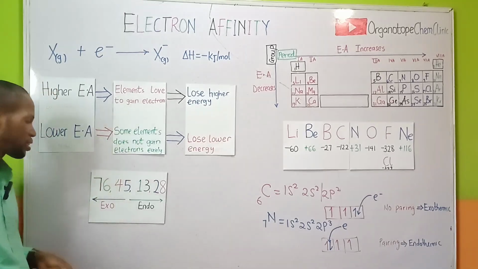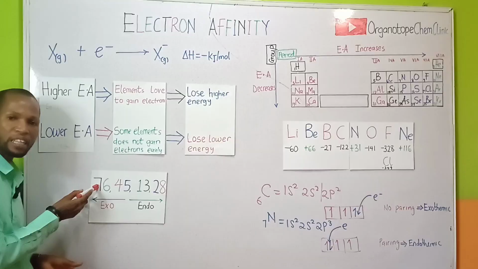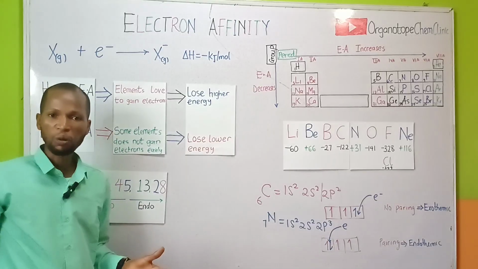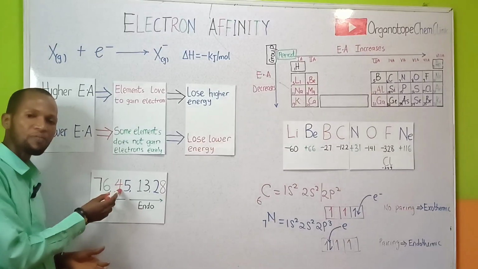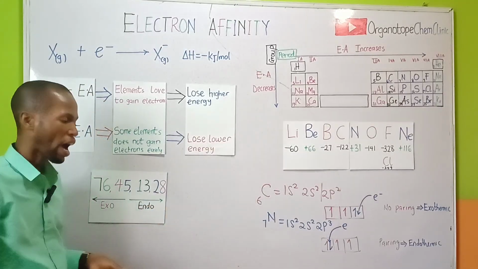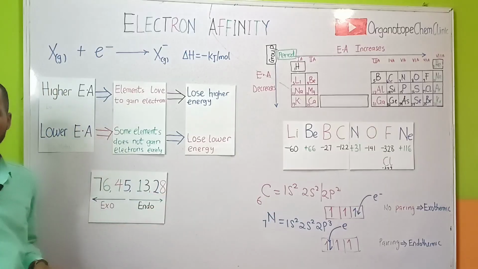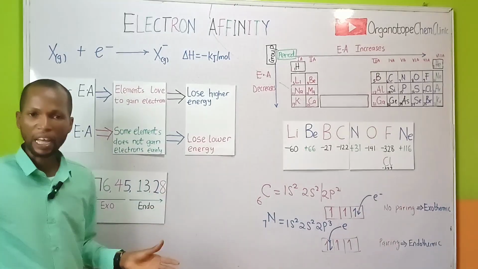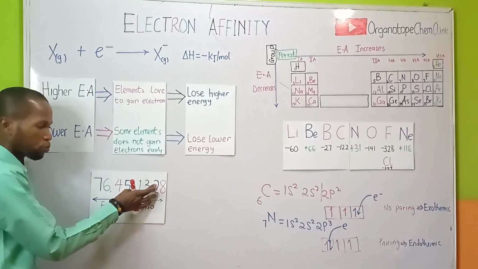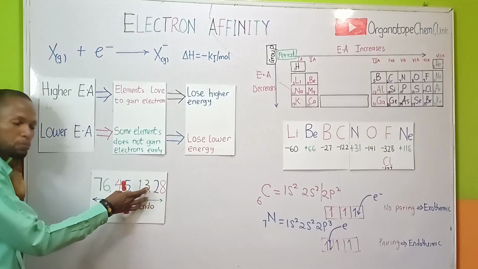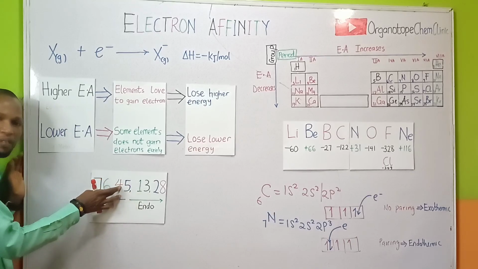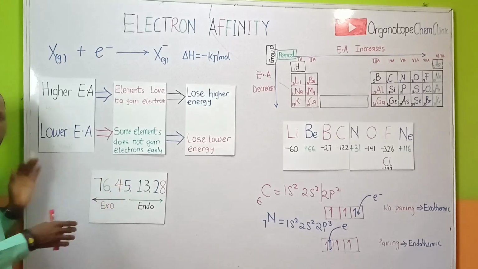Group 7 elements have higher electron affinity as compared with elements in group 6. Elements in group 4 have higher electron affinity as compared with elements in group 5. Elements in group 2 have higher electron affinity as compared with elements in group 8. The electron affinity of elements in group 8 is less than that of group 2. Group 2 less than group 3, group 3 less than group 1, group 1 less than group 5, group 5 less than group 4, group 6 less than group 7.